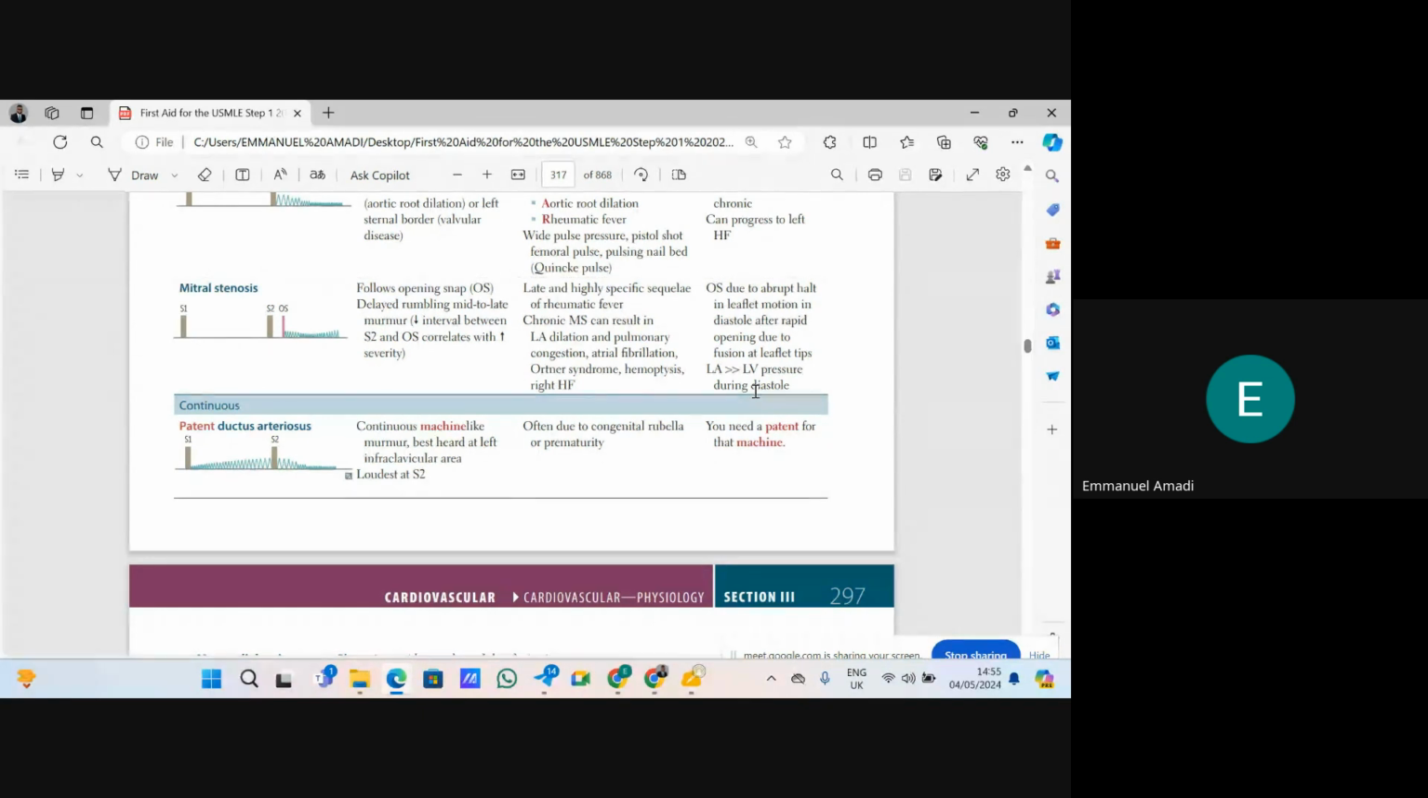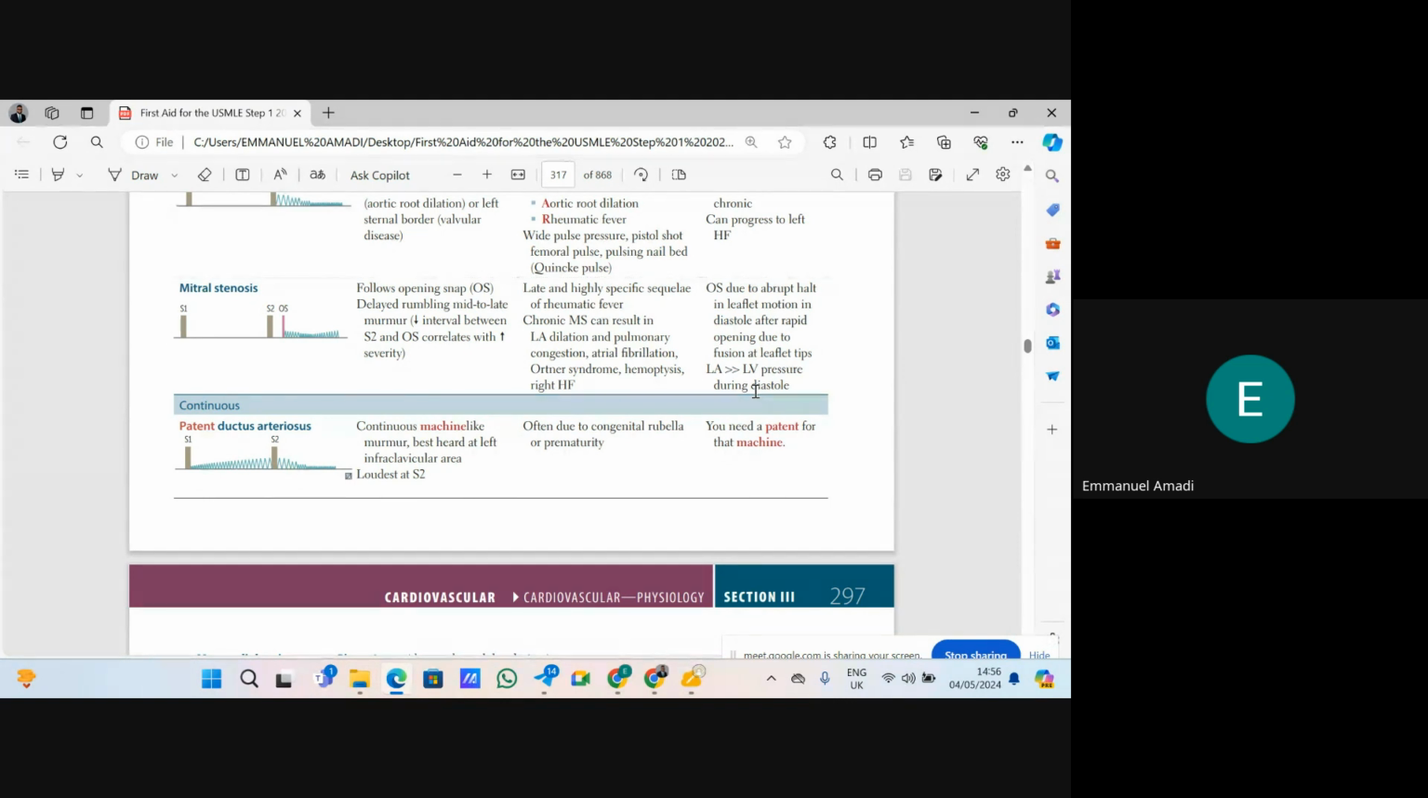So once you see that opening snap very close to your S2, meaning it is happening almost immediately, know that that person's disease has definitely progressed. It is definitely severe at that point. S2 is when you have closure of your aortic and pulmonary valve. After the S2 closes, the next thing is that your mitral valve is supposed to open. That is where you get the opening snap. So if the two of them are together, it simply means that S2 just closed and you're having the mitral valve opening, evidenced by the opening snap. The disease is severe.